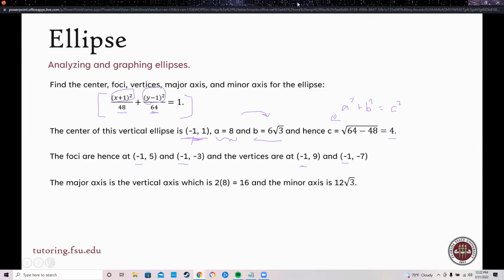Finding the foci and vertices, if you recall from the last slide, since this is a vertical ellipse, we're going to do k plus or minus c to find these foci. So I'd have -1, 1, and then right here is k, so I do plus or minus c. And c here is 4, so I'd either have (-1, 5) or (-1, -3).